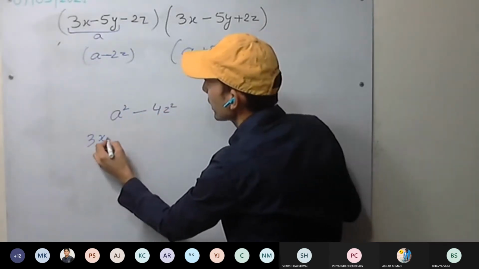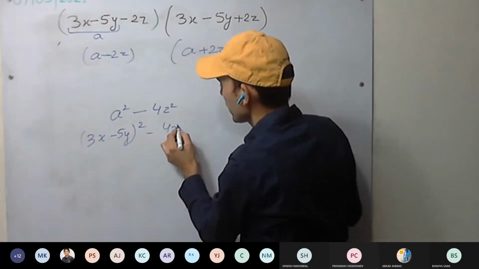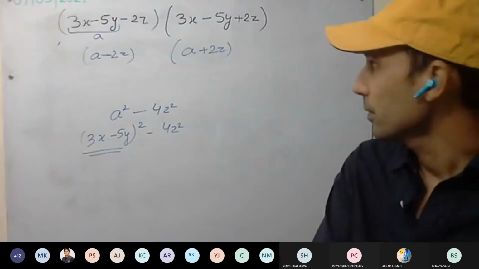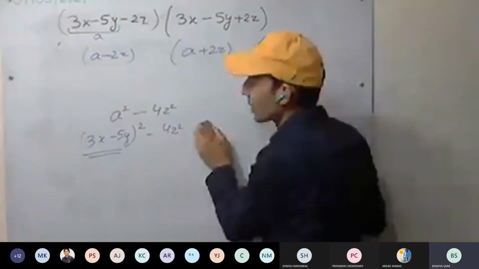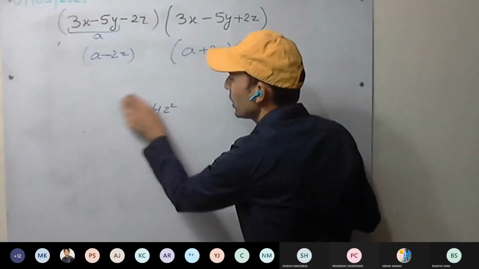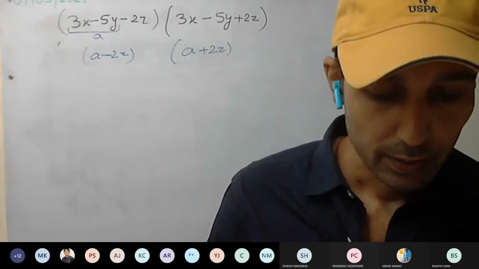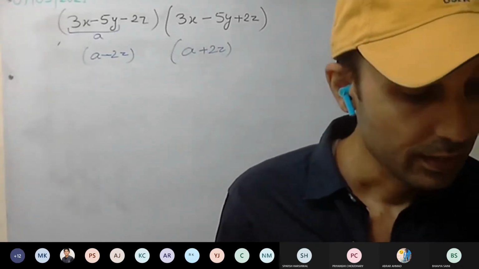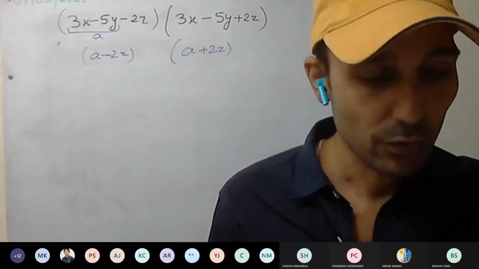And you are writing 3x minus 5y whole square minus 4z square. Now, which identity will you be using here? Second identity, A minus B whole square. Only three identities we have to use till now. The rest are just derivations of those identities. So the 13th, second one, is clear. Okay, do the 14th one.